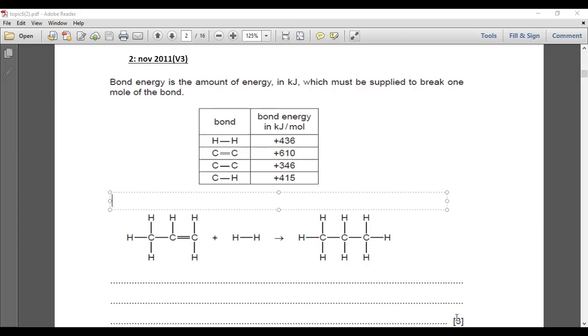Yes, Tarek, you're asking me a question. Take your time. Is there any difference between C bond H and H bond C? No, the same. C bond H is the same as H bond C. What is the difference? The same.